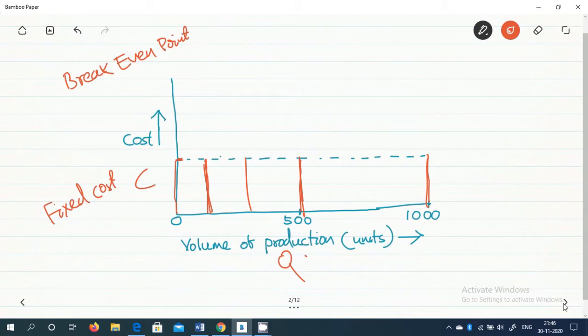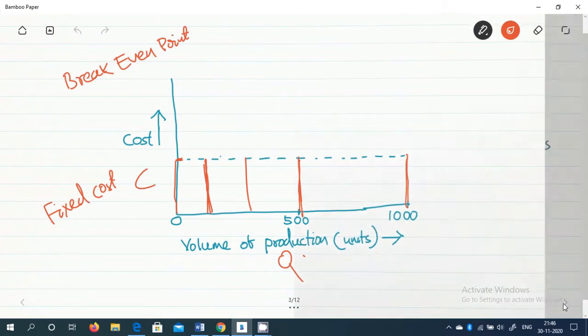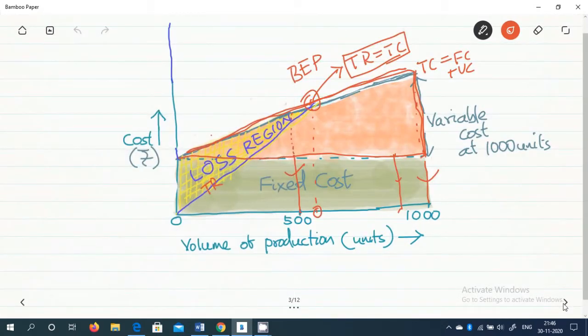Then there is another cost, that is the variable cost. This is the variable cost at 500 units, and this is the variable cost at 1000 units. If we calculate the variable cost for 500 units, at 1000 units we'll see that it is exactly double that amount. At 100 units it is one-fifth of the cost at 500 units. And this is the total revenue curve over here.